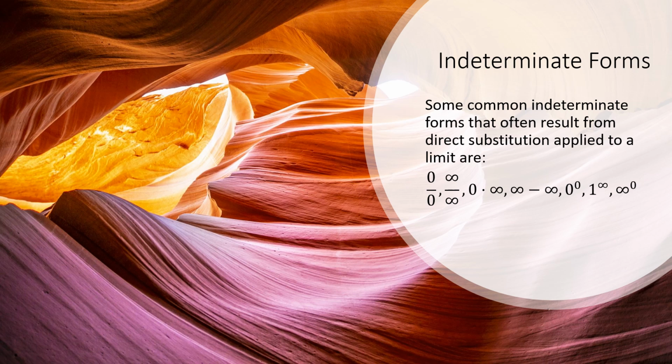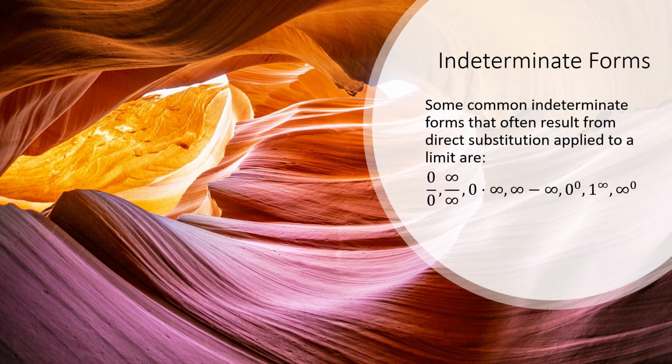All right, so in the past we talked about indeterminate forms of limits. The two that we talked about were 0 over 0 and infinity over infinity. So for this lesson, for BC, we're going to add on some additional indeterminate forms: 0 times infinity, infinity minus infinity, 0 to the 0, 1 to the infinity, and infinity to the 0.